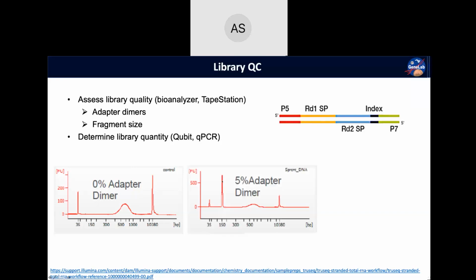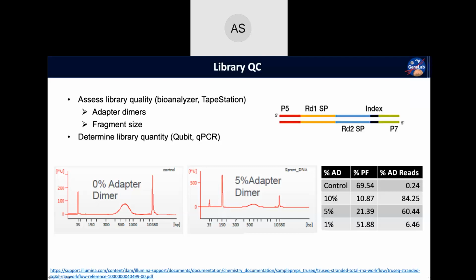Here is just 5% adapter dimer, and these are calculated just by looking at the area under the curve. So even though this is a high peak, when you're looking at the percent, you're looking at that area under the curve. And so what happens, Felix, to answer your question a little more thoroughly, in our control sample here, where we have roughly 0% adapter dimer, the number of adapter dimer reads is 0.24% of here.